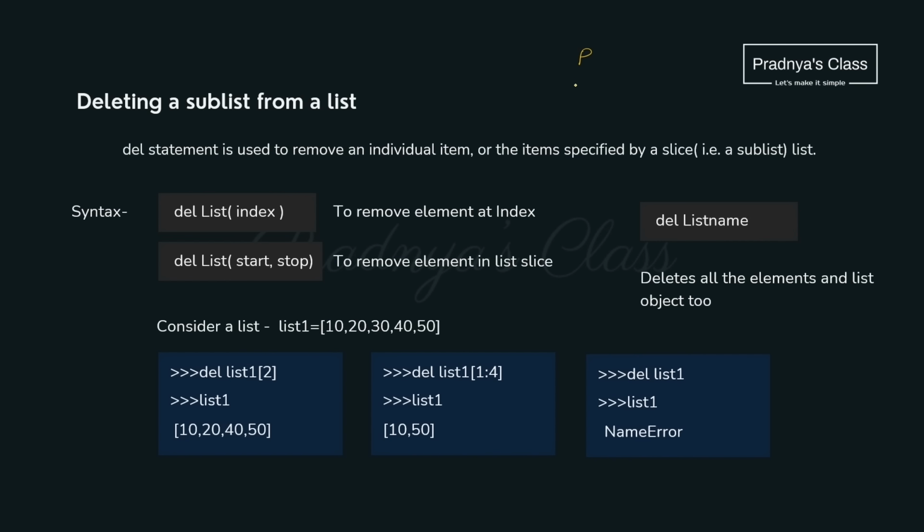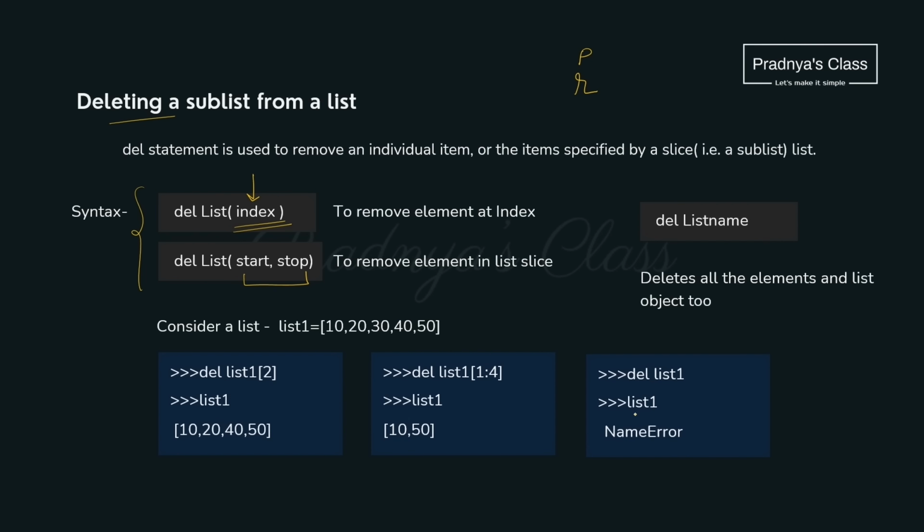Along with the pop method and remove method, we have one more option, that is the del statement. Look at the syntax. It is a statement, not a function and not a method. The advantage of using del is we can remove elements by specifying a range. With the del statement, we need to provide the index. If you want to delete a range, you mention the start and stop. If you don't mention anything, it will completely remove the elements along with that object.